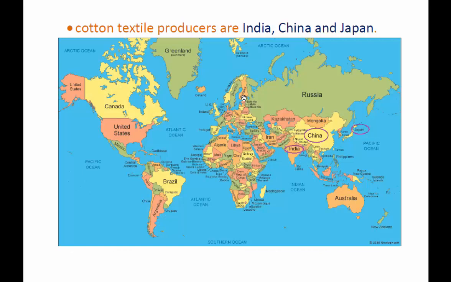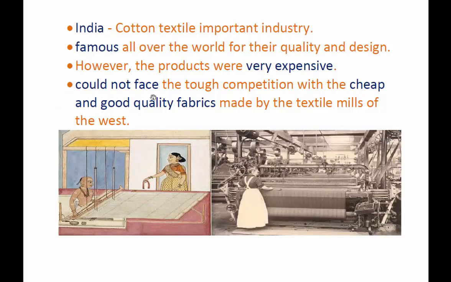So India, China and Japan are the important cotton textile producers. And not only producers, these countries are important textile exporters of the world. You can see from the map India, China and Japan. The next one is, as far as India is concerned, cotton textile is considered to be a very important industry.